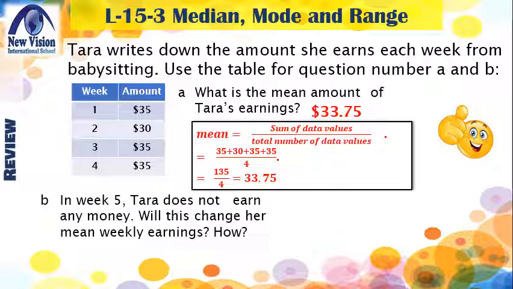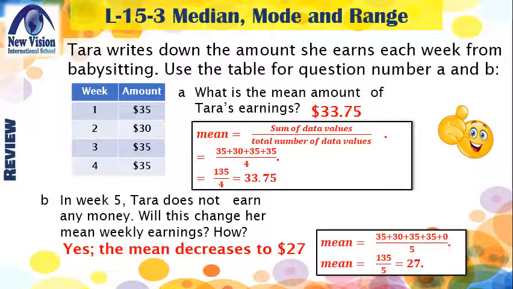Okay. Now week 5, Tara does not earn any money. Will this change her mean weekly earnings? How? Yes, the mean decreases to $27. Excellent. Suppose Tara earned no money on the 5th week. She could have reasons for that, like she was sick, or she could not earn any money this week. Anyways, let's check our answer. How? Mean equals 35 plus 30 plus 35 plus 35 plus 0, divided by 5. Mean equals 135 divided by 5 equals 20.